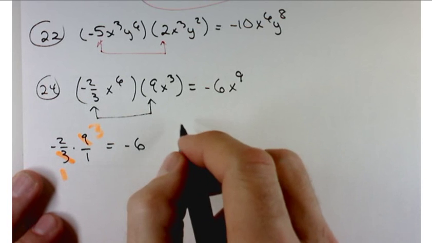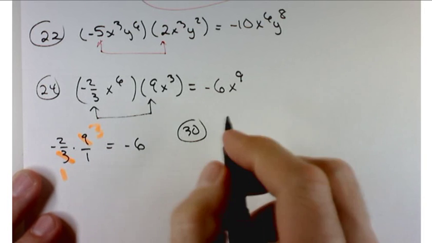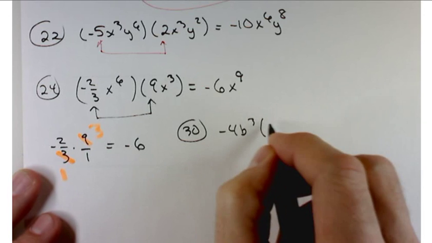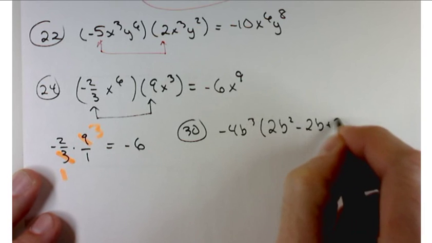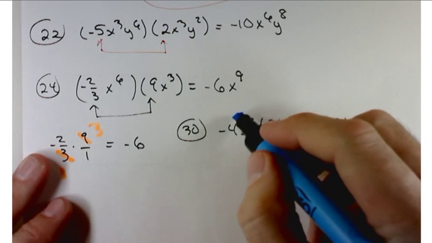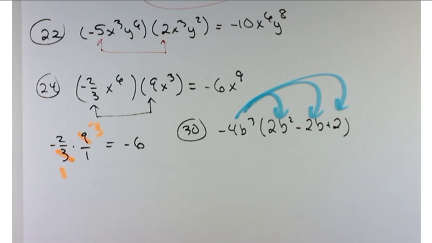We're going to start expanding things a little bit. Instead of a monomial times a monomial, let's do a monomial times a trinomial. Negative 4b cubed multiplied by 2b squared minus 2b plus 2. What's understood to be here in terms of multiplication? What do we have to do? We have to multiply negative 4b cubed by everything inside the parentheses. Good. This term has to distribute itself to every term in the parentheses.